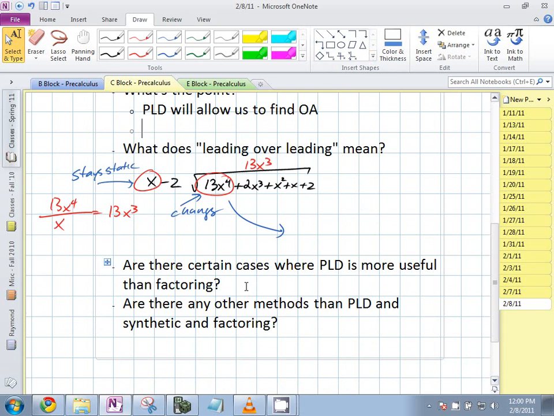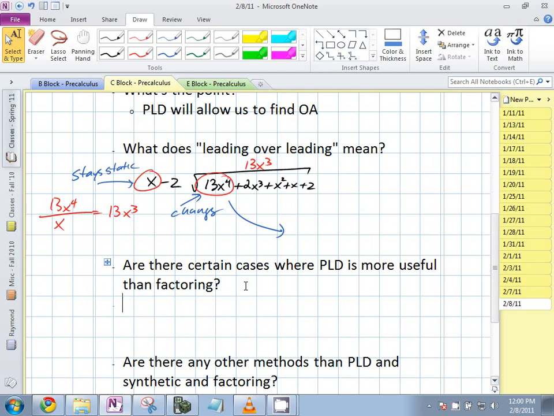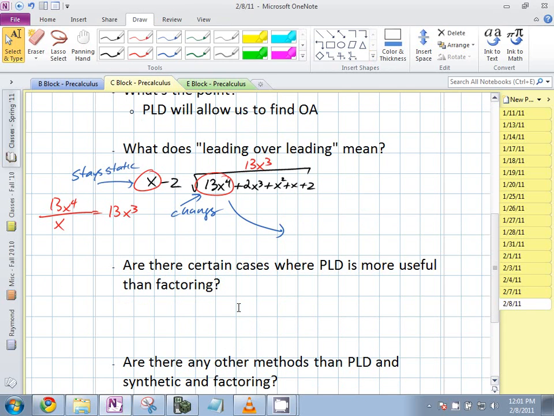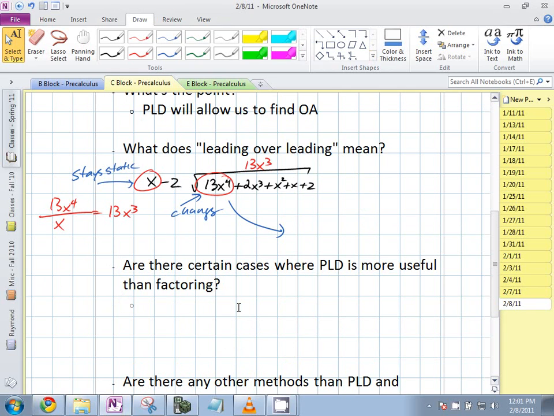I like that. Are there cases where PLD is more useful than factoring? What do you think? Wait, Mr. Seamon? Yes. Can we finish that? Nope, we'll do another one later. I'm not going to finish that one now, but that's just for leading over leading, okay?